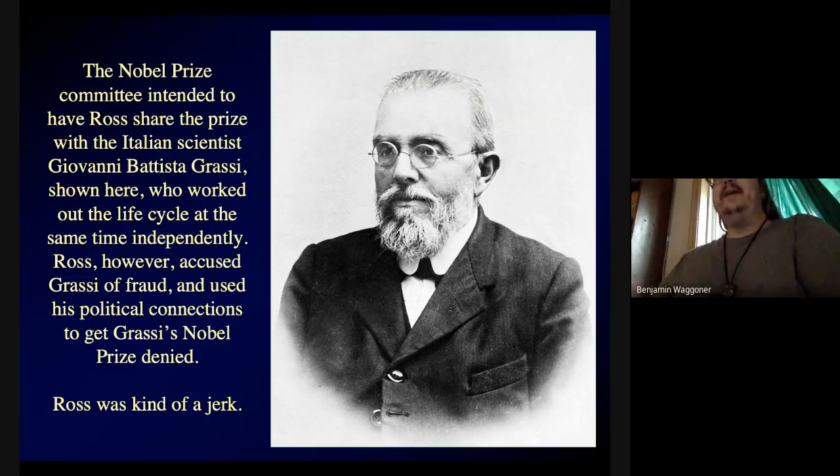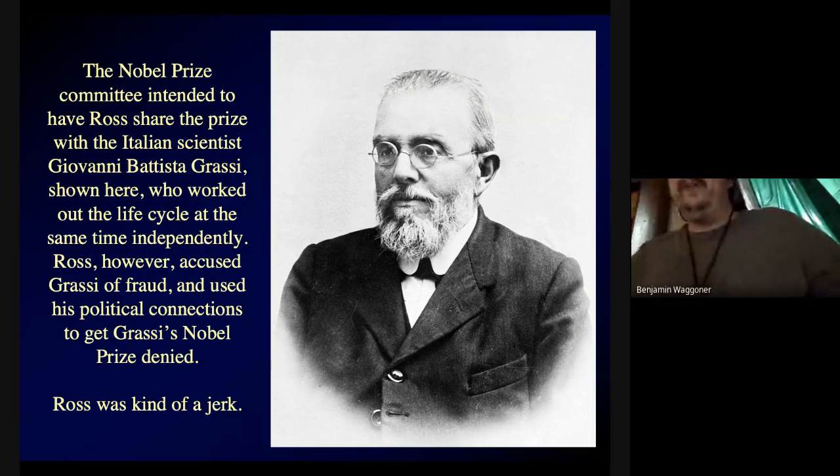Anyway, Grassi had worked out the life cycle at the same time that Ross was doing it. He worked it out independently and arguably did a somewhat better job of it than Ross did. The Nobel Prize Committee intended to have Ross share the prize with Grassi, but Ross may have been a poet and a scientist, but he was also kind of a tool. He accused Grassi of fraud and pulled some strings and used political connections and denied Grassi the Nobel Prize.